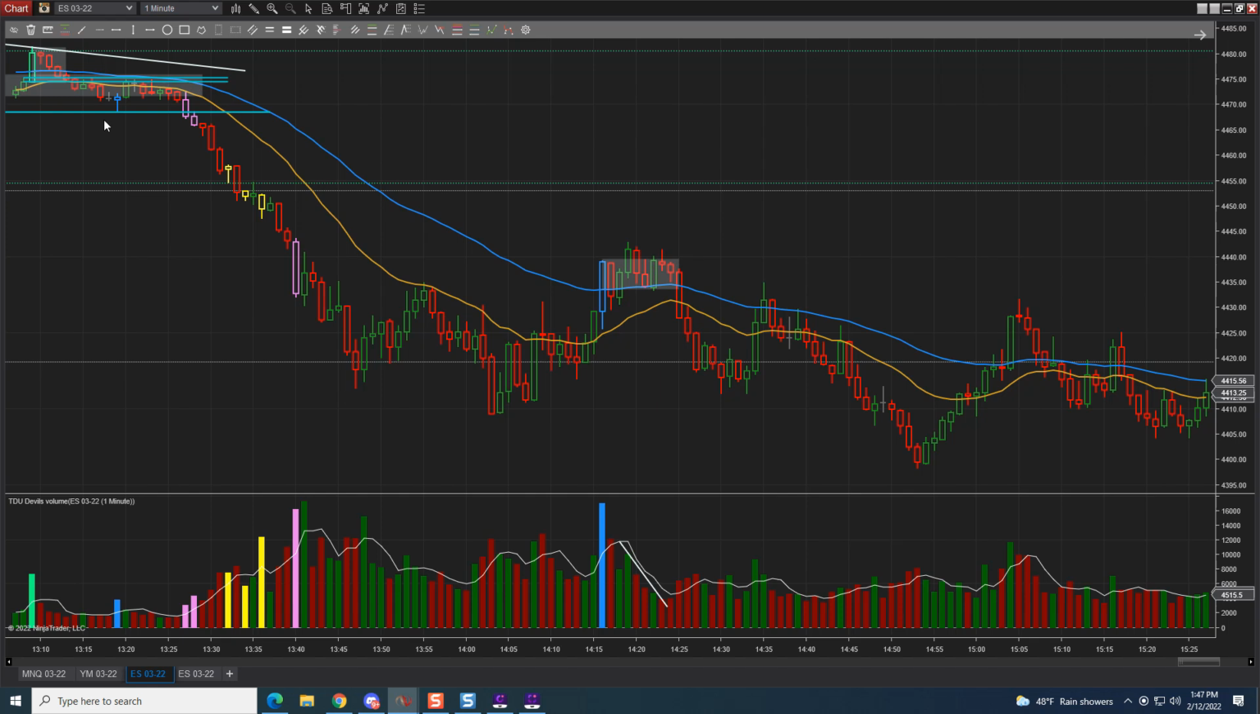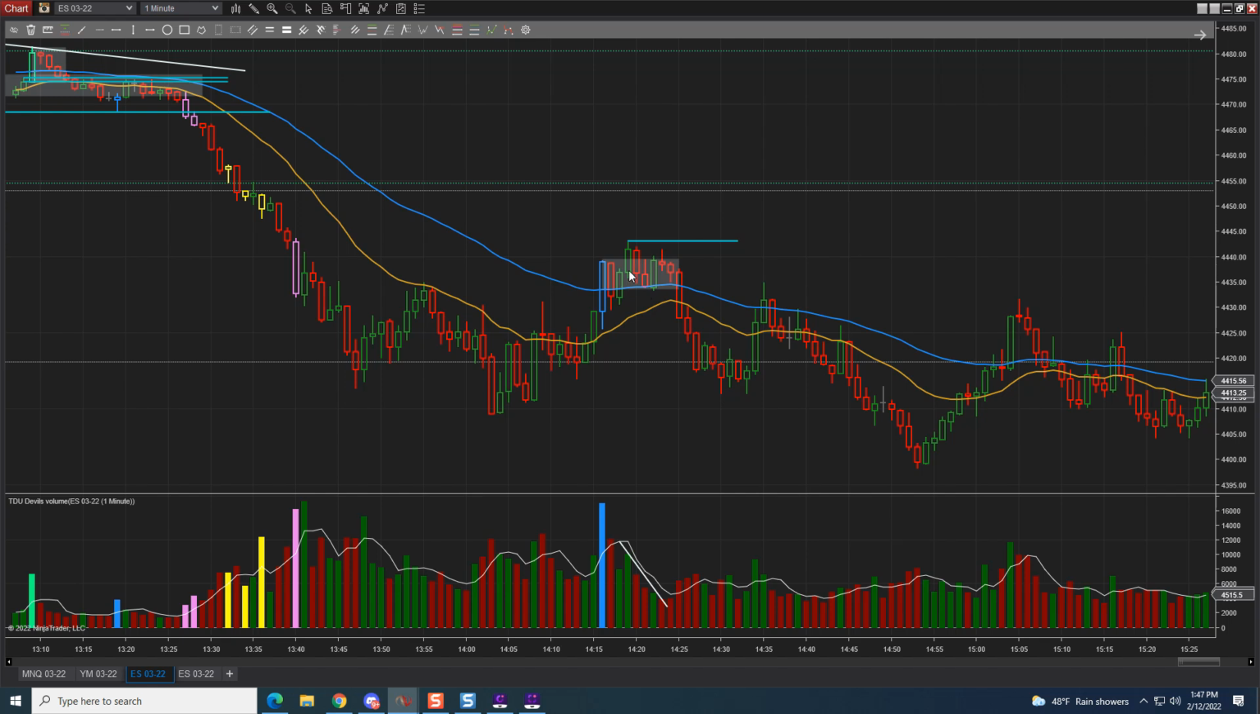So could you have traded that? Well, where would your stop be? Well, this would be a reasonable spot for a stop, maybe a tick beyond that. Would you get that one? Maybe not. But how about this one?